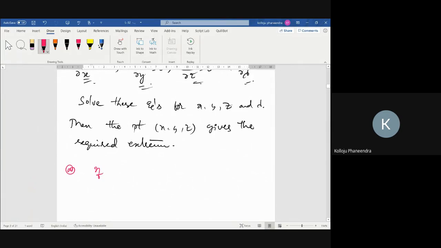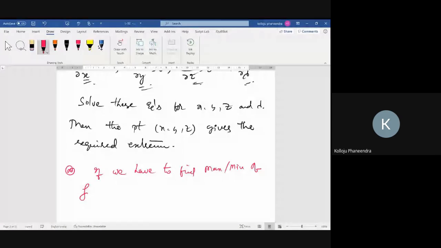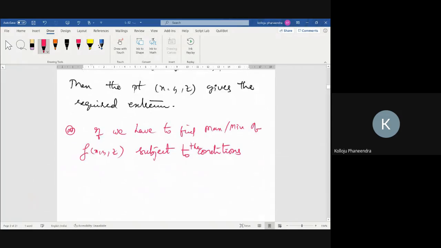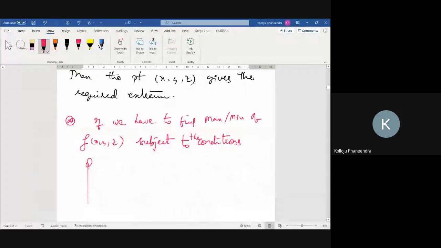If we have to find the maximum or minimum of f of xyz subject to not one condition but more than one condition, let me take 2 conditions, for example. Phi 1 of xyz equal to c1. Another condition is also there, phi 2 of xyz equal to c2.